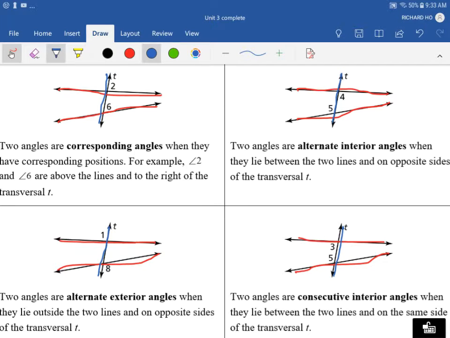Okay, so let's look at this one in the top right first. So 4 and 5, are they inside or outside the red lines? They're inside, so that makes them interior. So you have interior angles here, you have interior angles here. On the top one, they're on opposite sides of that blue line, right? So if they're on opposite sides, it's called alternate interior. Down here at the bottom, they're on the same side of the blue line, so they're consecutive interior. So those are the 2 varieties you have with interior angles.